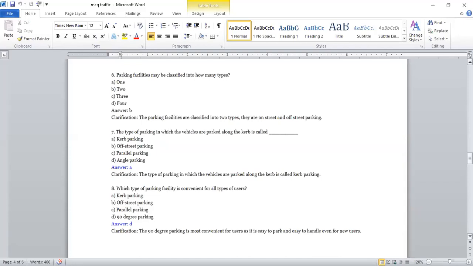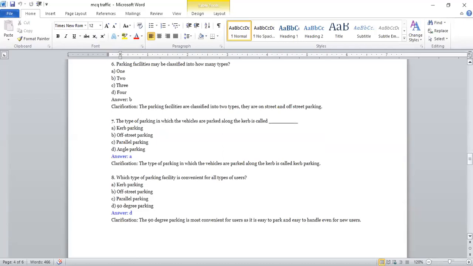The next one is the type of parking in which the vehicles are parked along the curb is called as, along the curb means along the road. So which type of parking will be known as curb parking? On the curb of the road, if the vehicles are stopping, then the option number will be A, because the vehicles are stopping on the road. So that is the curb parking.